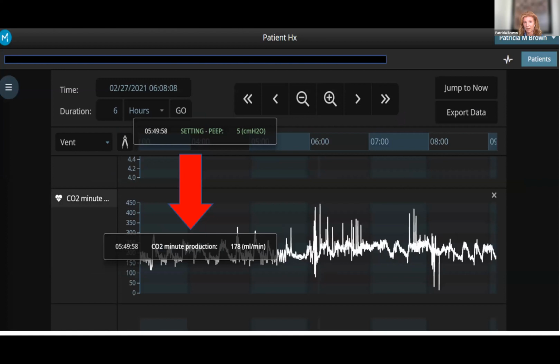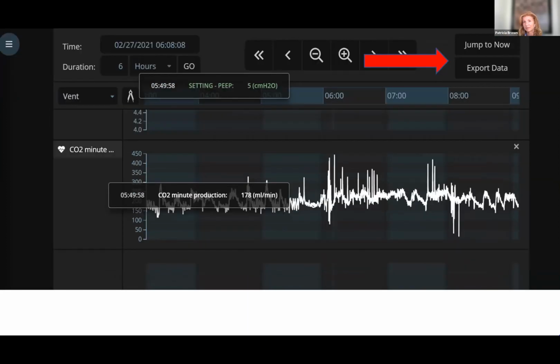As you can see with that red arrow, I'm pointing to the fact that we're looking at the CO2 minute production in mLs per minute. So we can see how much carbon dioxide the patient is expiring. And in the next slide, you can see the red arrow is pointing to an export data spot where you can just export that. And in minutes, I have the VCO2 data. Depending on whatever RQ number I use, I can have a resting energy expenditure within minutes with no extra staffing.